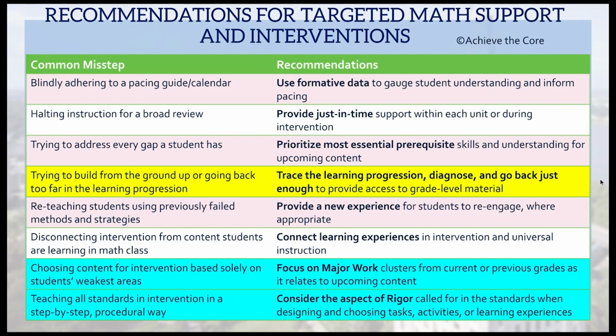If you notice, the common misstep is trying to build from the ground up or going back too far in the learning progression. So what's the recommendation for that? Trace the learning progression, diagnose, and go back just enough to provide access to grade level material. Then we have the next one, choosing content for intervention based solely on the student's weakest areas. The recommendation for that is focus on major work clusters from current or previous grades as it relates to the upcoming content. Another misstep, teaching all standards in intervention in a step-by-step procedural way. Recommendation, consider the aspect of rigor called for in the standards when designing and choosing tasks, activities, or learning experiences. So these are the 3 that we want to look at, and this will help us to create our intervention groups and our small group instruction.